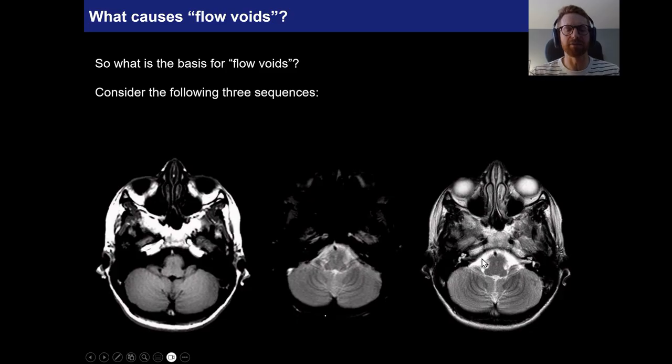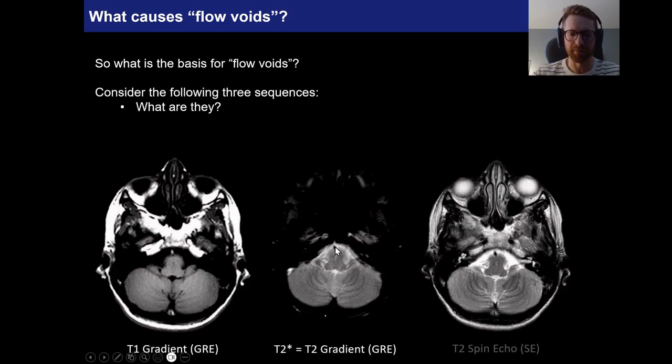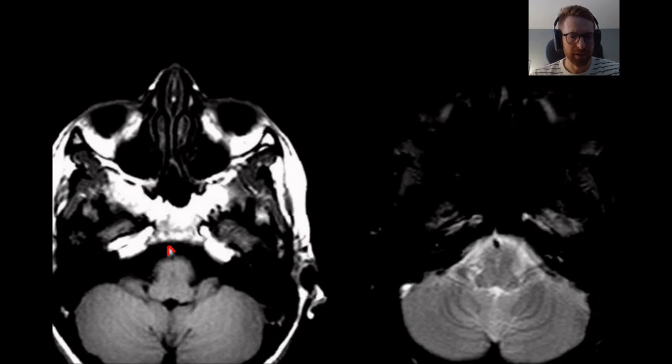So where do we see the flow voids the best? It's right here. We see the basilar artery, black, internal carotid arteries, black, nice flow voids. Here on the T2 star, I may as well fill this in. On the T2 star, we see the basilar artery is black, but the internal carotid arteries are kind of white. So that's not the best for flow voids. And the T1 gradient, that's the worst, right? The basilar artery is bright, and the internal carotid arteries are also bright.